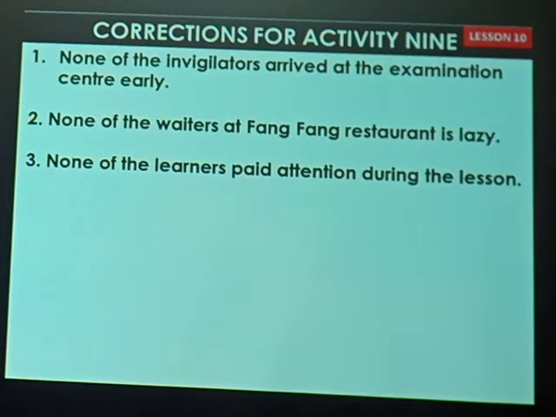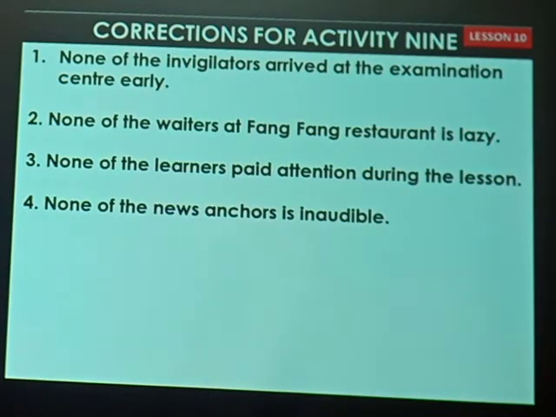Number 4, the sentence was, all the news anchors are audible. You know who the news anchors are? People who go to different fields searching for news. So when we use none of in that sentence, the answer will be none of the news anchors is inaudible. We change audible to its direct opposite, and that is inaudible.